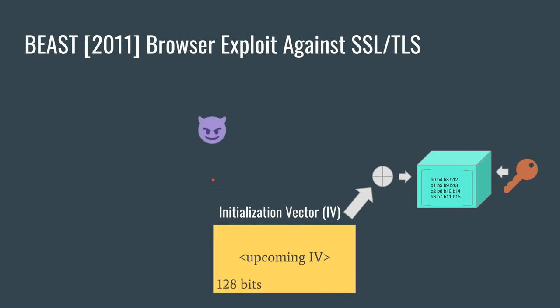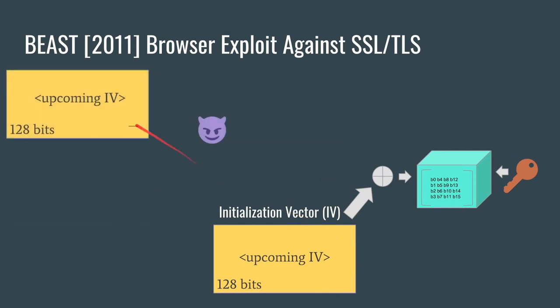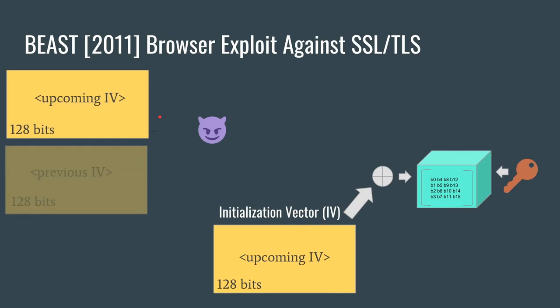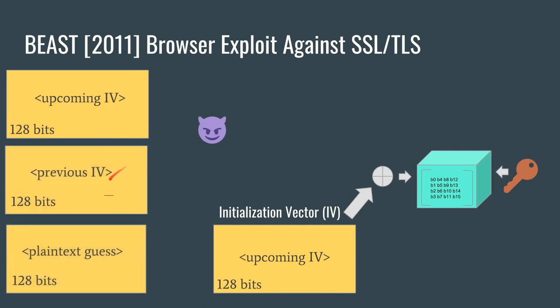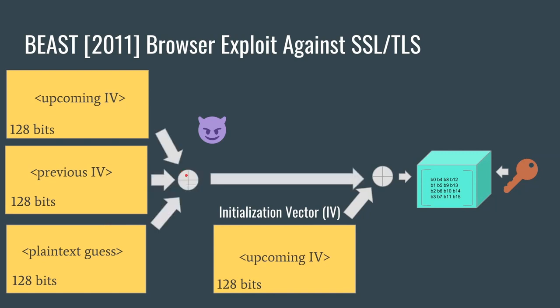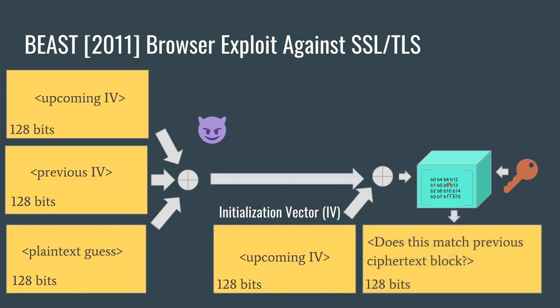They're going to take control of the user's browser. They're going to take the upcoming initialization vector, the previous initialization vector from the last AES run, and their plaintext guess to try to see if they can guess the first block of plaintext that was decrypted in the previous run. They're going to exclusive OR all those together and pass those into the AES function. And that will tell them whether they've guessed this first plaintext block correctly.